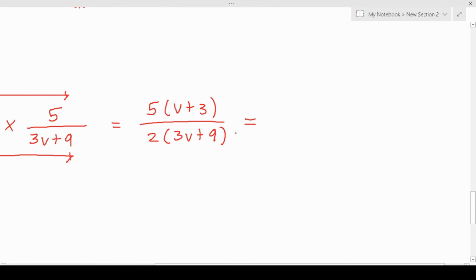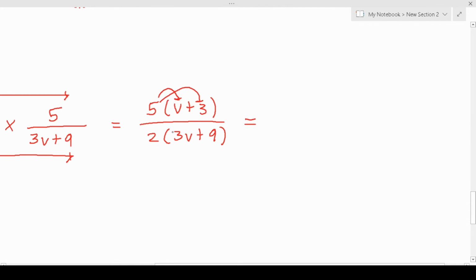All right. And that's going to be, let's see if we can simplify this one. So I'm going to actually multiply this out here and here. That's going to be 5v plus 15. That one's already simplified, so there's nothing to do there.